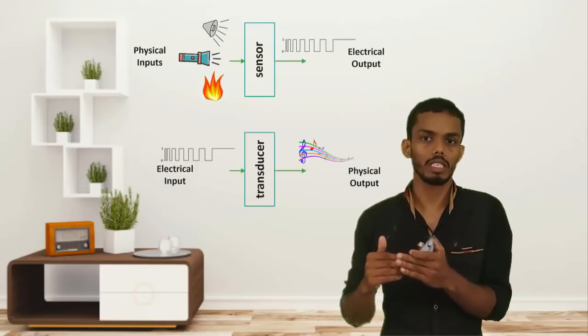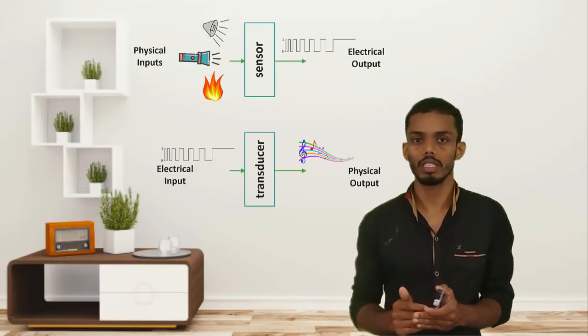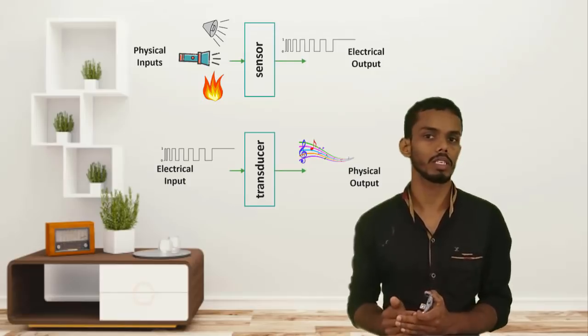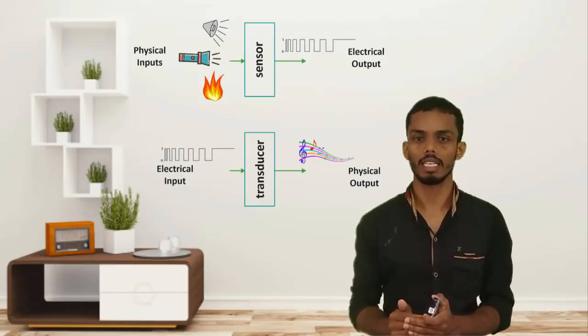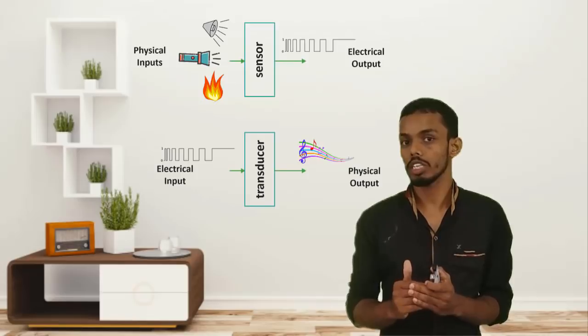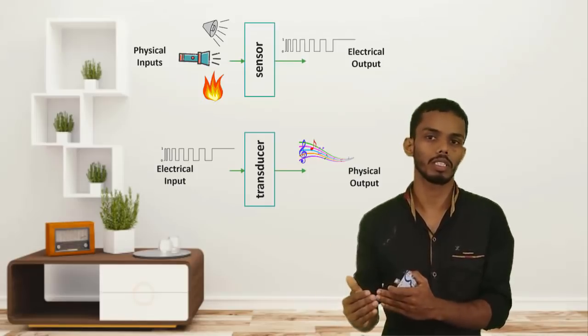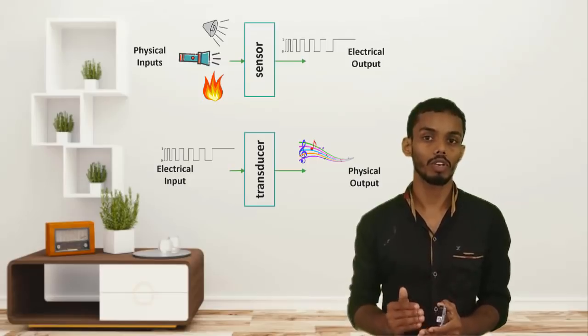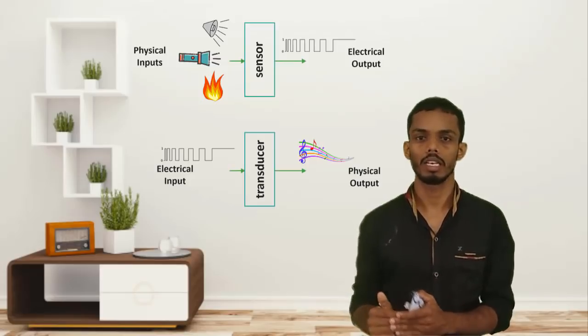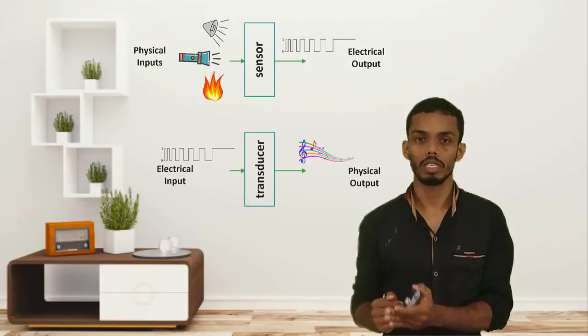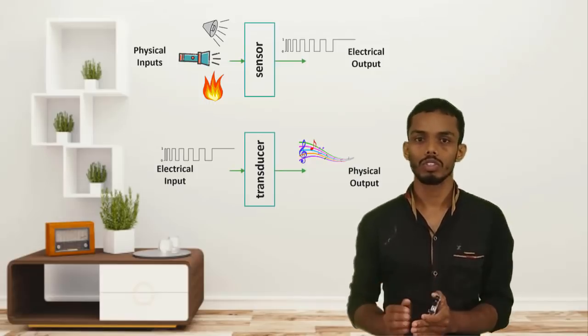The duty of sensors and transducers is to just convert the signals, because we know that electronic circuits or electronic devices can only understand electrical signals, and we humans cannot understand the electrical signal. Then how can we interact with these electronic devices? Because in our day-to-day life we are using a lot of electronic devices like our phone, computer, TV, everywhere we are using. So we must interact with these devices, right?